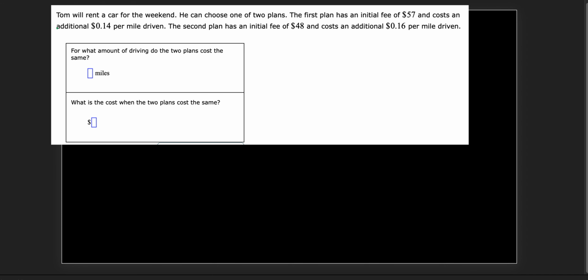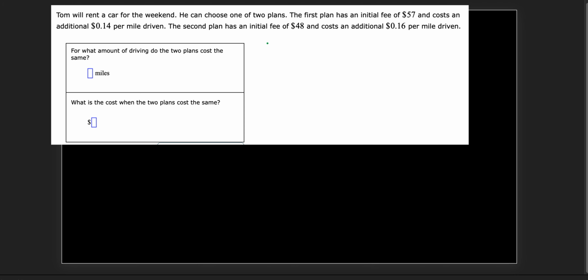Tom will rent a car for the weekend. He can choose one of 2 plans. The first plan has an initial fee of $57 and costs an additional 14 cents per mile driven. The second plan has an initial fee of $48 and costs an additional 16 cents per mile driven. So when do the 2 plans cost the same? So this is just like the previous problem.